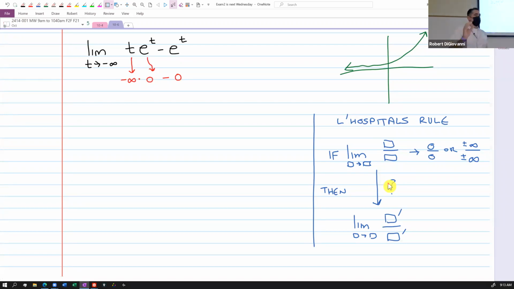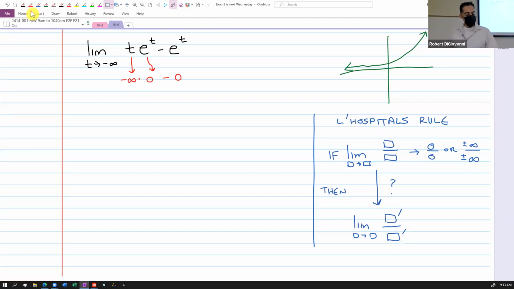The problem here is that we don't have 0 over 0 or infinity over infinity, right? We don't have that. We have negative infinity times 0. So you cannot use L'Hopital's rule until you make it look like this. So I know one of my Cal 1 students is going to tell us how to do that. Anytime you see infinity and 0 together like that, what the thing is, drop one of them down.